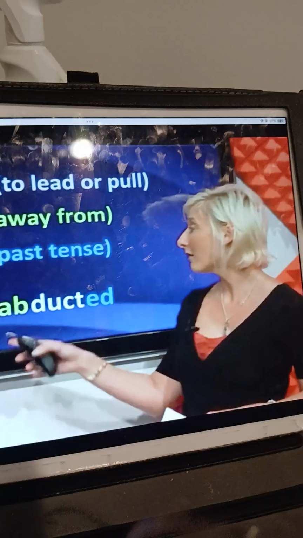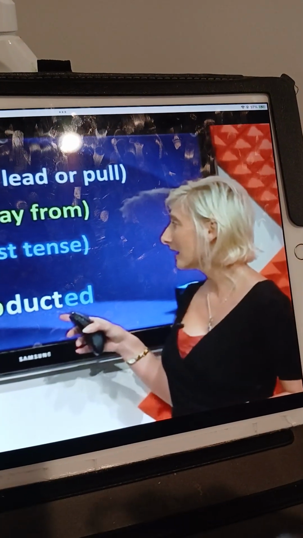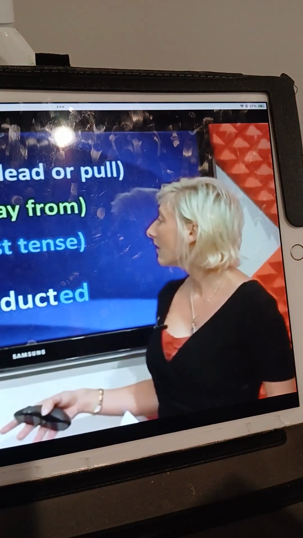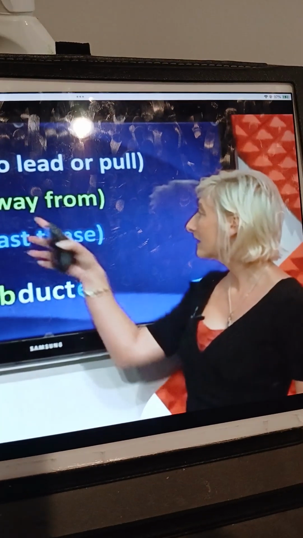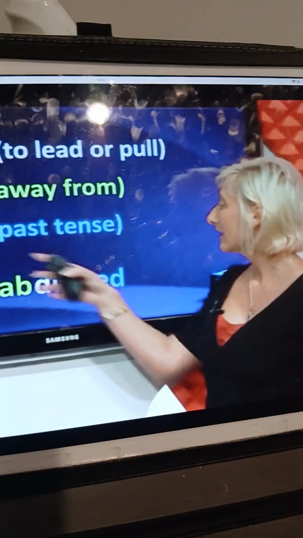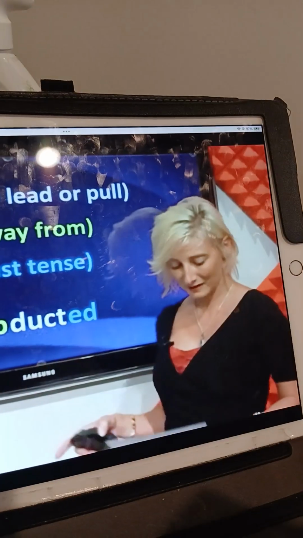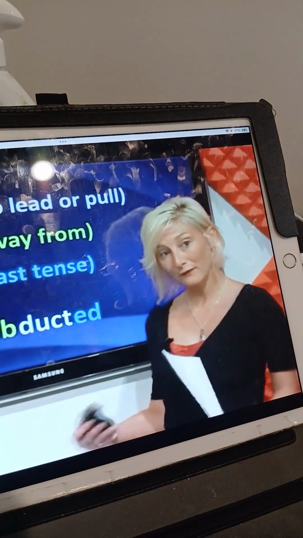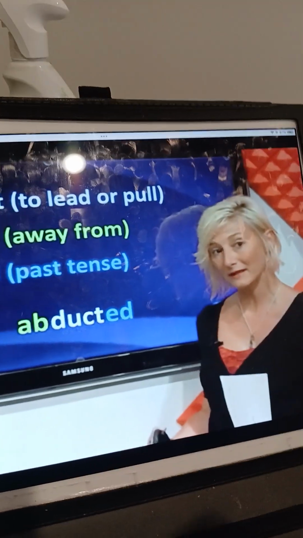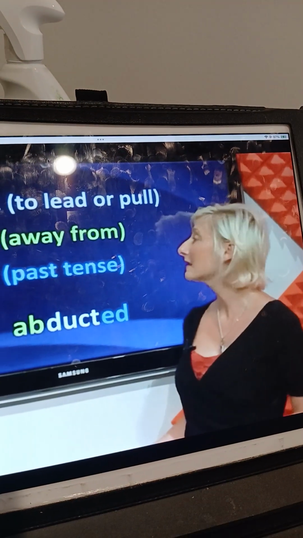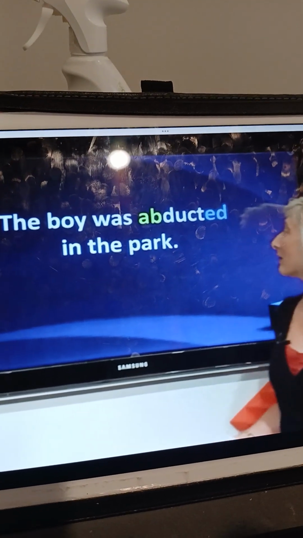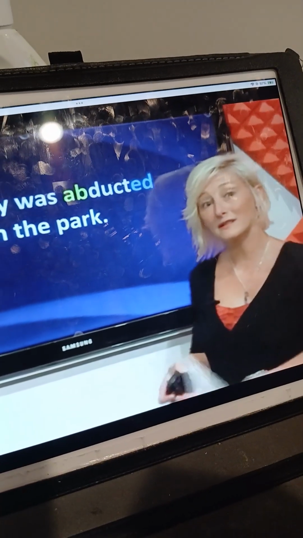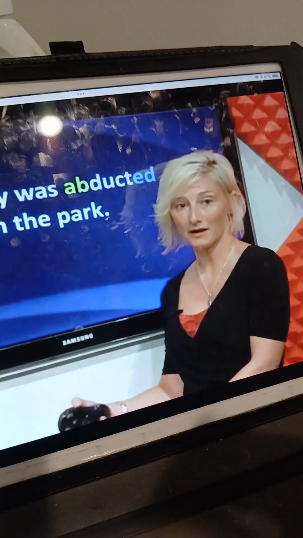If we know what each of these elements mean, then we can probably figure out what the whole entire definition means. So ab means away from, duct means to lead or pull, and then it's past tense. So we can essentially say that abducted means you're pulled away from or you're led away from something. And we can write this in a sentence as well. The boy was abducted in the park. So we know that the boy was essentially led away from the park.